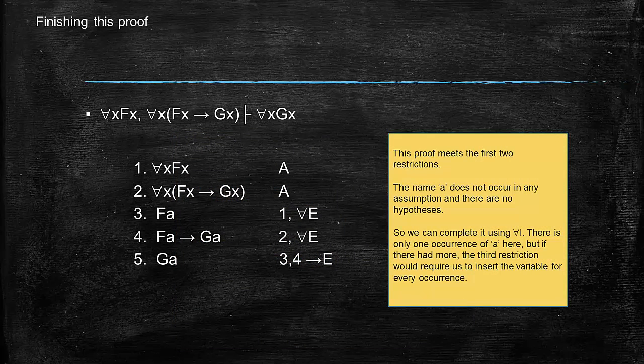Okay, so this proof actually can be done like this, right? For all X, G of X is the last step in the proof, from 5 by universal introduction. Why is that? Because if you look, there are no hypotheses, and if you look at the two assumptions, A does not occur in either one. So we're good.